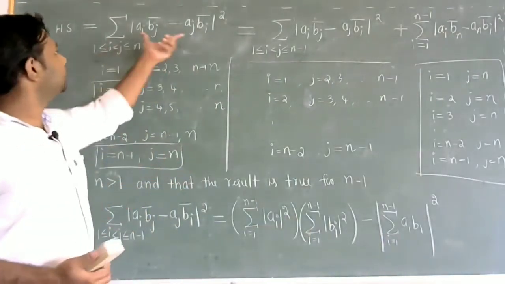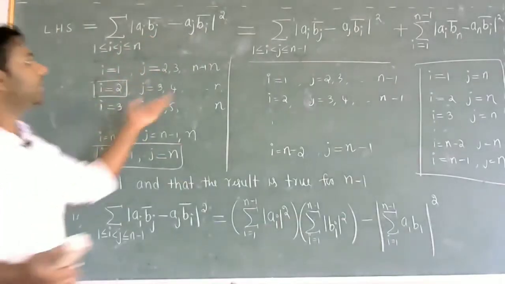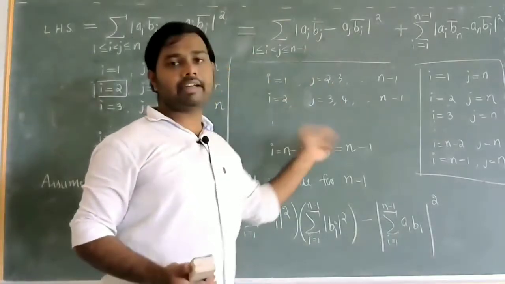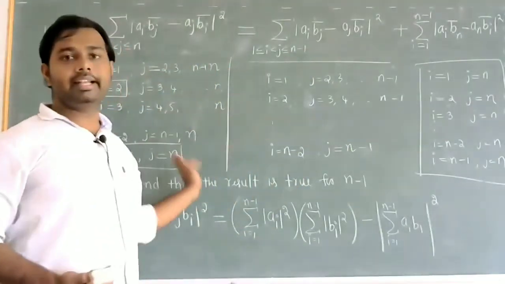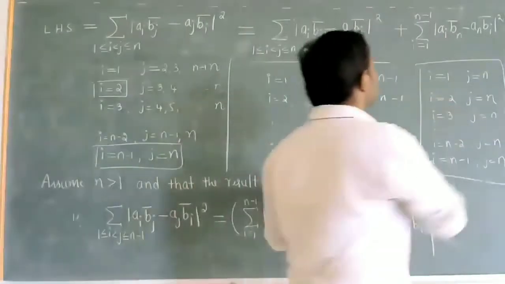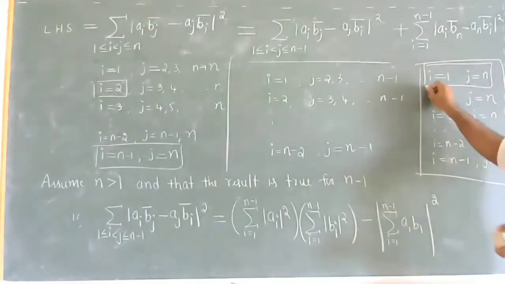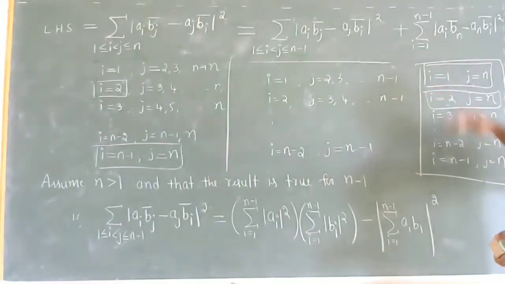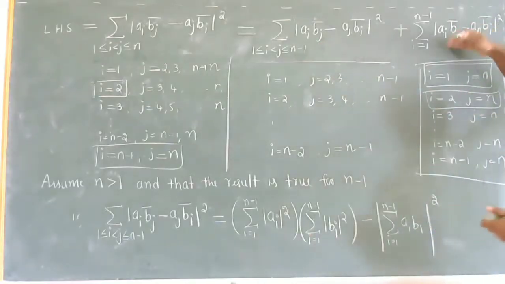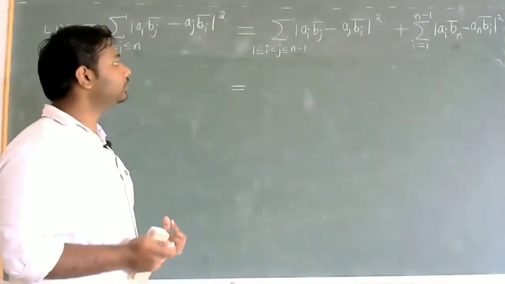So this summation runs for all these i and j values, whereas this summation runs for all these i and j values. When you compare both the indices, these terms are left. For i equal to 1, j equal to n, this one term is left, this one term is left. So all these terms are left in this summation. I have added those extra terms using the n minus 1 case.